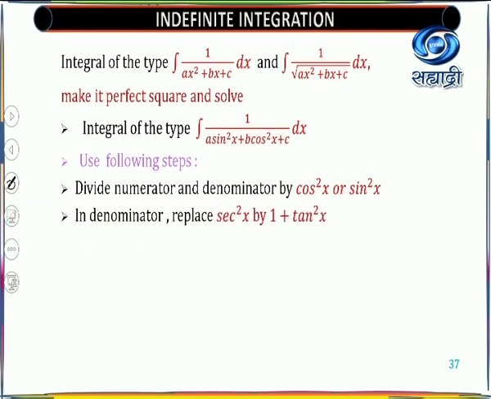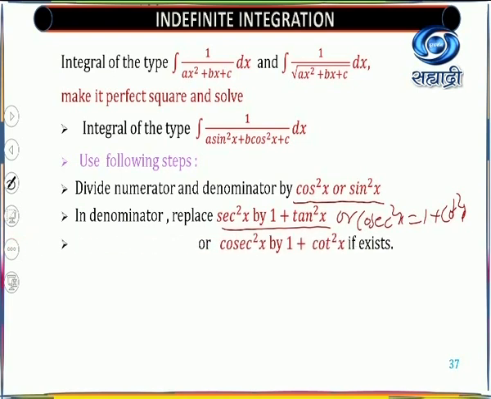Okay, so in the denominator, replace sec square x by 1 plus tan square x. That is your second step. Step by step: first you divide by this, then you replace sec square x by 1 plus tan square x, or cosec square x by 1 plus cot square x. It depends upon what substitution you are doing. Because the derivative for this is minus, therefore we say that if it exists.